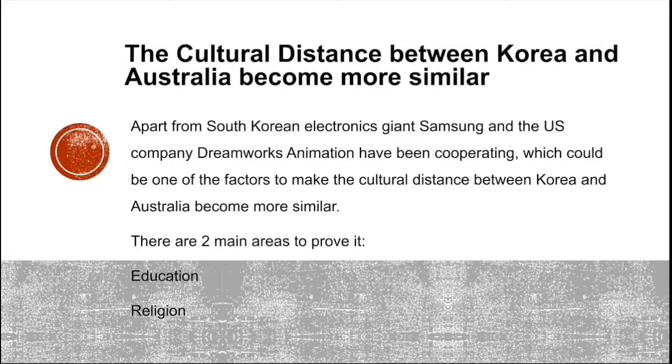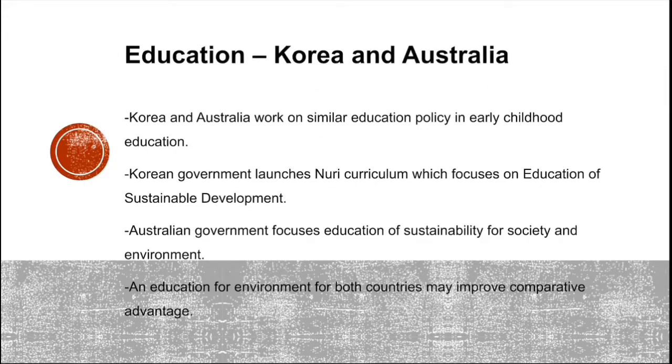From the perspective of cultural distance between Korea and Australia, they have been becoming more similar. There are two ways to prove it: education and religion. This statement is supplemented through real-life examples and relevant theories. First, the cultural distance between Korea and Australia has been becoming more similar as they have similar education policy.